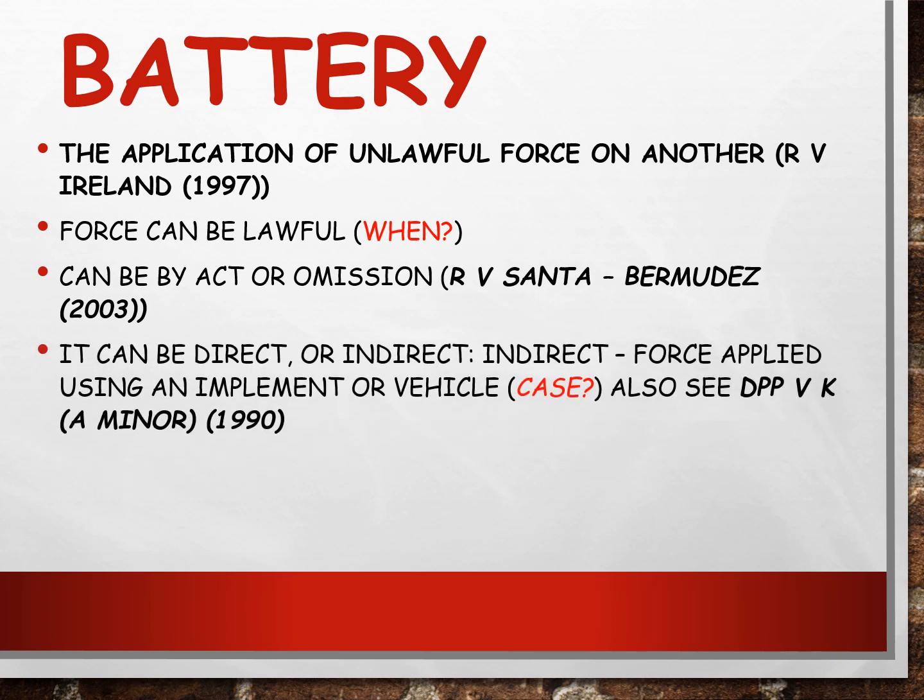Now, the force can be applied directly or indirectly, and directly would obviously be the more common way, so it would be like a shove, a push, a slap, a punch, a kick, and that would be evidence of direct. Indirect could be where you're applying force through using an implement or a vehicle. So Fagan is a really good example of using a vehicle to apply force, where the defendant drove on to the police officer victim's foot.